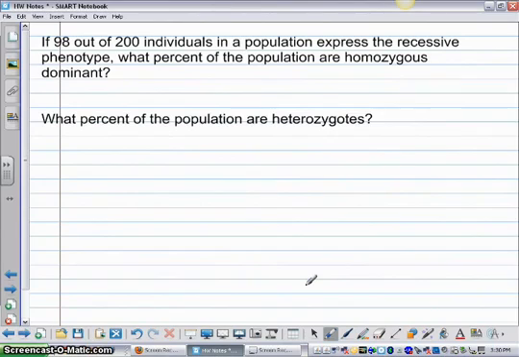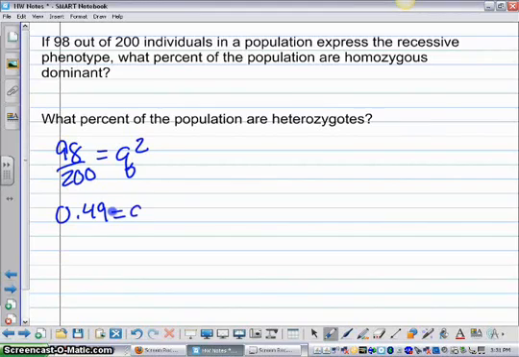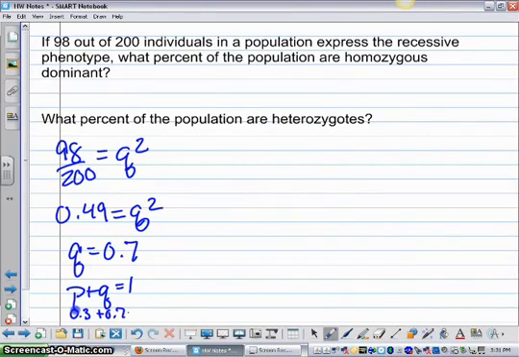So if 98 of 200 individuals in a population express the recessive phenotype, what percentage of the population are homozygous dominant? The way that we would calculate that is 98 out of 200 is going to equal our q squared value. So 98 divided by 200 is 0.49, so q squared equals 0.49. So q is going to be the square root of 0.49, which is 0.7. If q is 0.7, p + q = 1, that means 0.3 + 0.7 = 1. So p has to be 0.3.